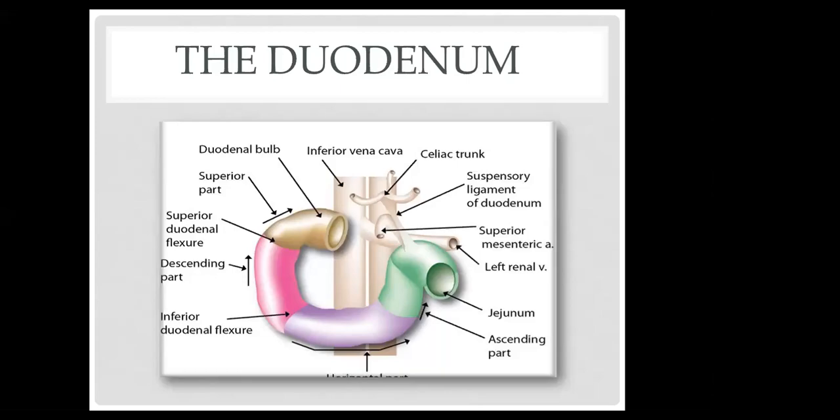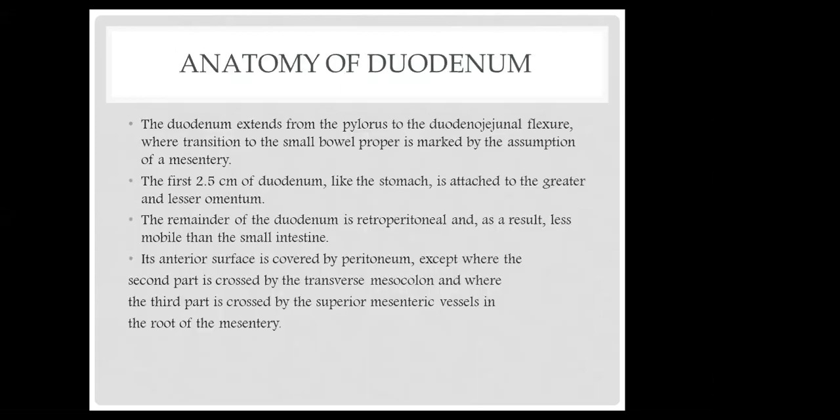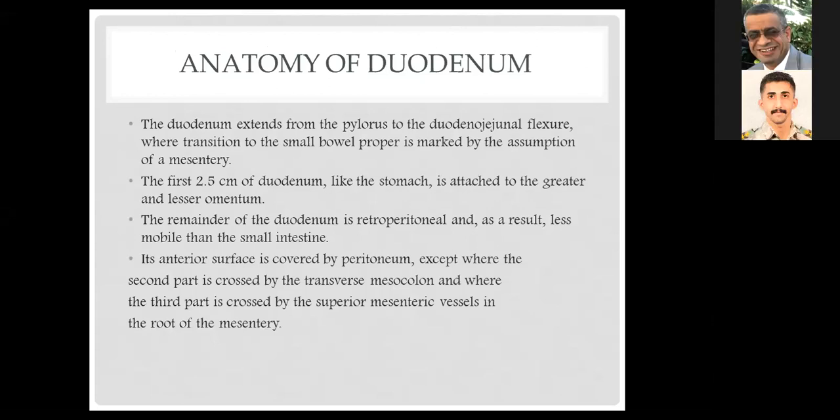The anatomy of the duodenum. The duodenum extends from the pylorus to the duodenal flexure, where the transition to the small bowel proper is marked by the assumption of a mesentery. It is attached to the greater and lesser omentum.